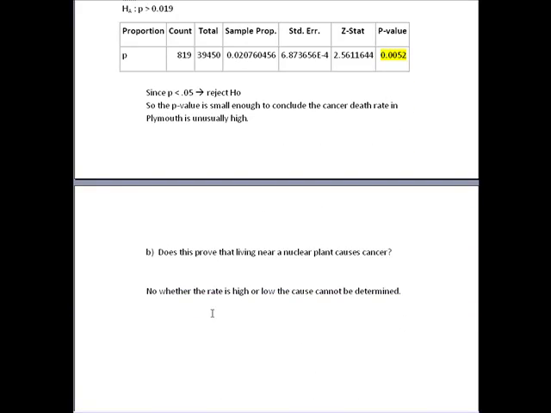So does this prove that people living near a nuclear plant will get cancer, or that the nuclear plant causes cancer? No. All that we're saying is that the rate in Plymouth is high. We're not actually going so far as to stating that the cause is in fact the nuclear power plant. Statistics does not allow us to do that.